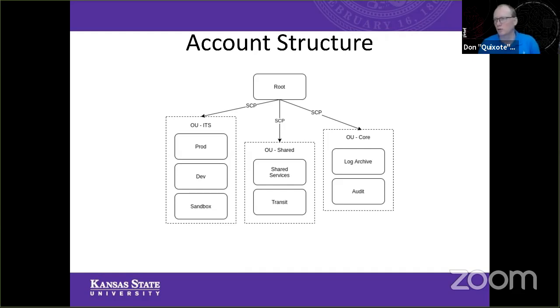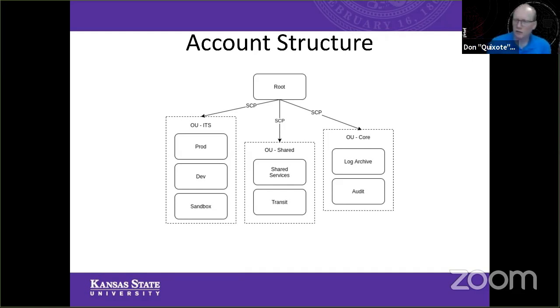And then the core OU is more restrictive. This is where our auditing and security log archives and whatnot go. And that's mostly setting things to be kind of read only, so that we can't go in and be destructive there, because we want those things to be immutable. The reason for separating all these accounts is one of blast radius, and I'll talk about that later.